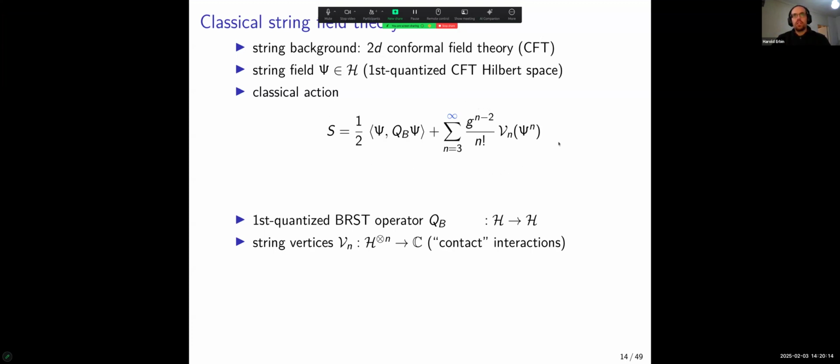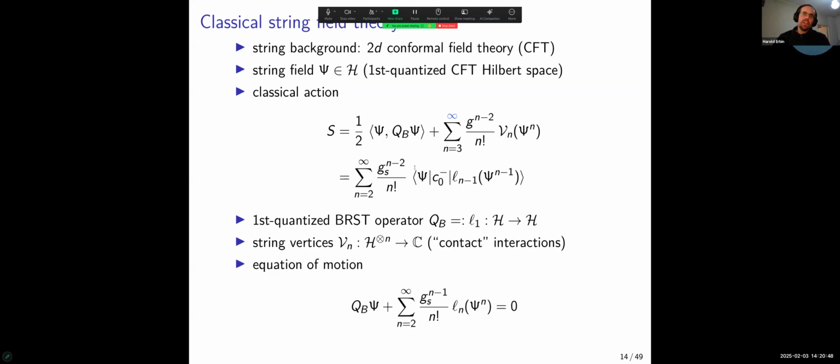And the classical action, as I showed earlier, has this form. So we have a quadratic term for psi, and then we have all these interactions of order n. QB is the BRST operator. And you can again see the string vertices as contact interactions, where by contact we mean occurring in a small region of space-time. Now what we need later is to introduce these L_n operators, which are called the string products. A string product will take n states and give you another state. We will see why they are important.